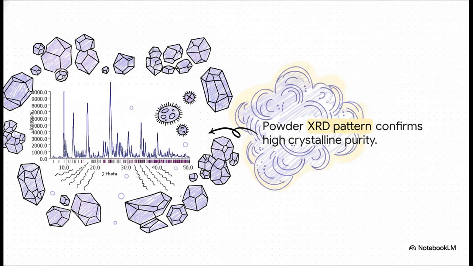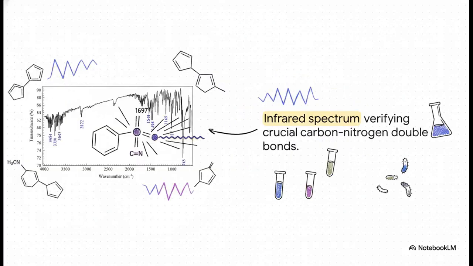They test it rigorously. Taking a look at the powder X-ray diffraction pattern, the sharpness and position of the specific peaks prove the compound's extraordinarily high crystalline purity. It reveals an incredibly fine average grain size of just 3.83 nanometers. Furthermore, they use infrared spectroscopy to verify the specific bonds.